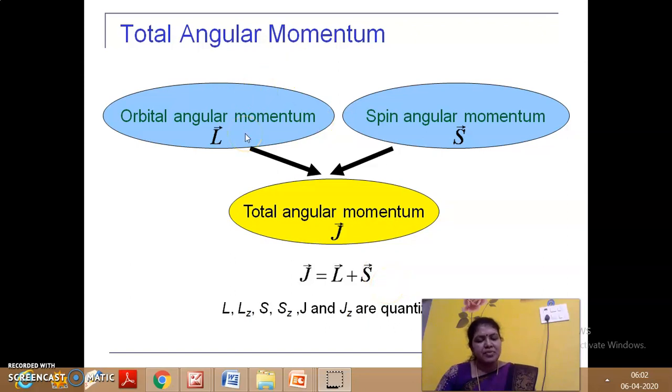Now we know from the earlier modules that orbital angular momentum has its magnitude quantized as L is equal to root of l into l plus 1 h cross, and its possible orientations are also quantized by Lz is equal to ml h cross. Similarly, the spin angular momentum is quantized both in magnitude as S is equal to root of s into s plus 1 h cross, and Sz is equal to ms h cross. Now, the total angular momentum J and its possible orientations Jz are also quantized. How is that? We will see.